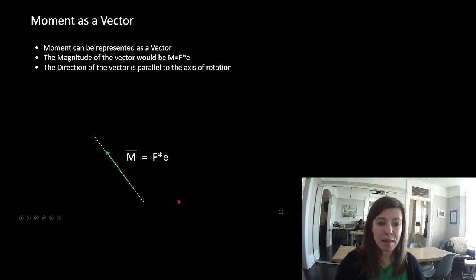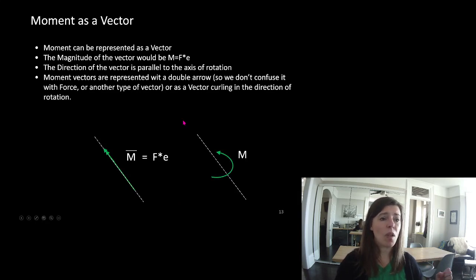We find it a pain to draw a moment as a vector often, but it's handy to understand why we talk about it as a vector, because there's a trick to understanding what direction it's spinning. Okay, so what we're saying is these two things are the same. This is our vector, it's a double-headed arrow, and it is force times eccentricity. And this is the axis we're spinning about. This moment is spinning about this axis.